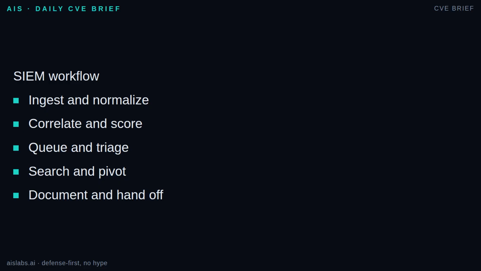The analyst triages by severity, asset value, user context, and recent activity. Then comes pivoting, from alert to user, from user to host, from host to related events. Good analysts document as they go, not later. Notes capture facts, searches, timestamps, decisions, and next steps.